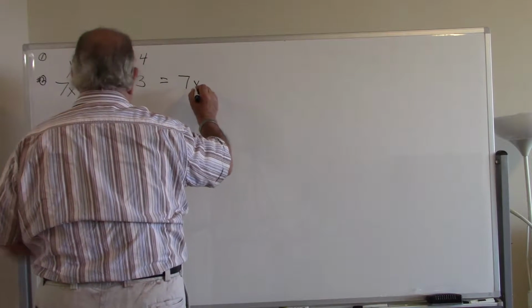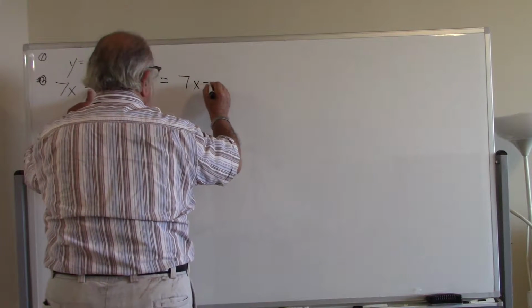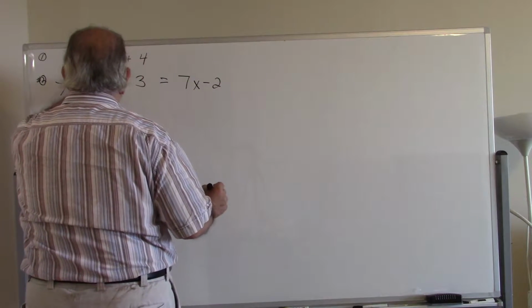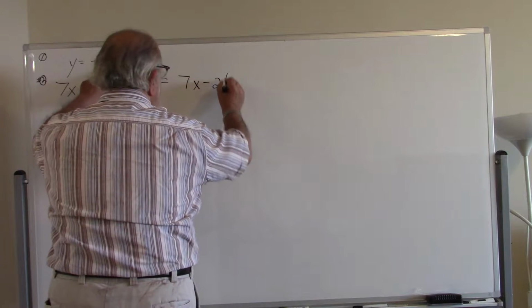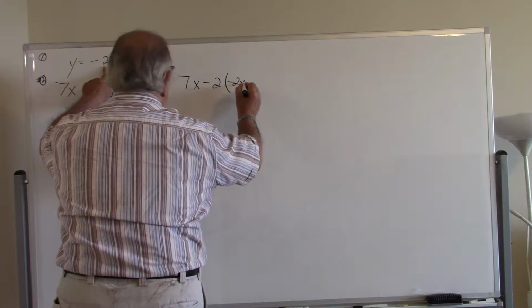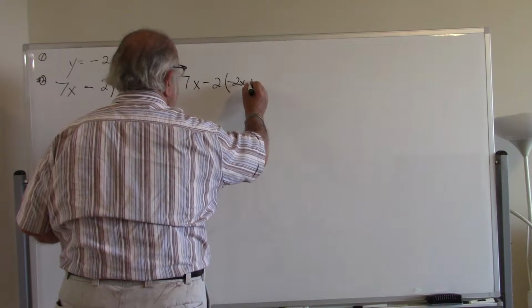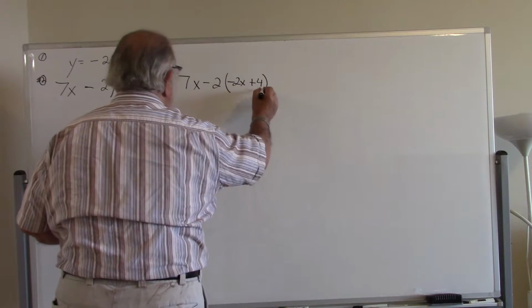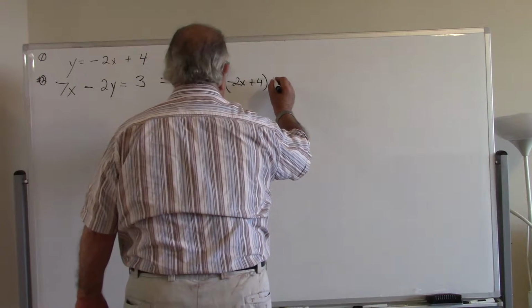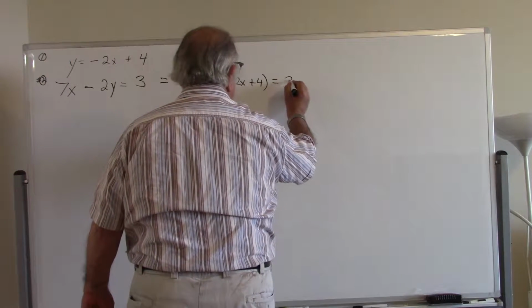7x minus 2, now, what is y? Minus 2x plus 4 equals 3.